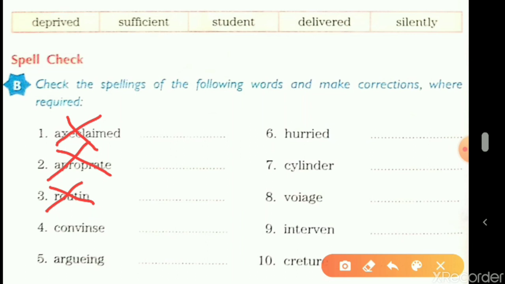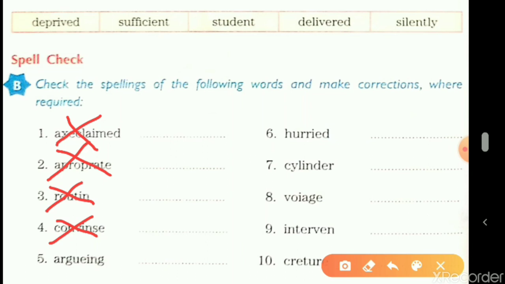Now, the fourth spelling again is incorrect. It is the spelling of convince. The correct spelling of convince is C O N V I N C E. Instead of S, C will come. C O N V I N C E.